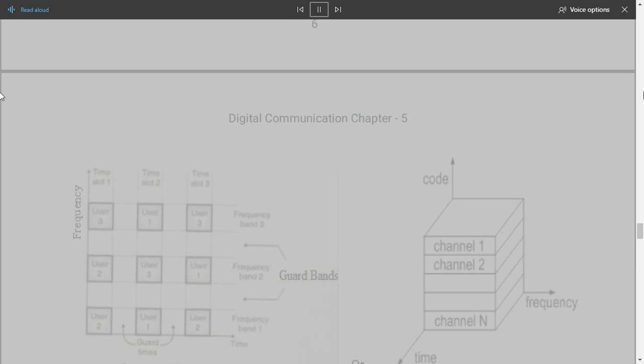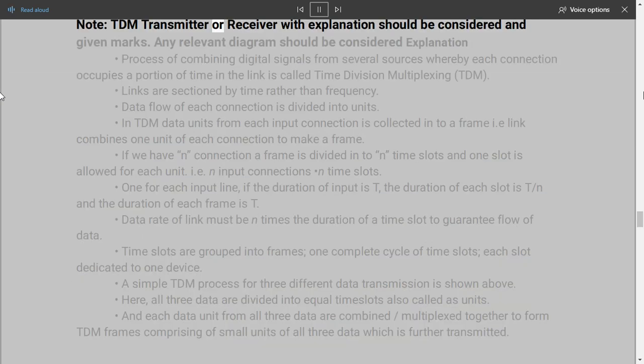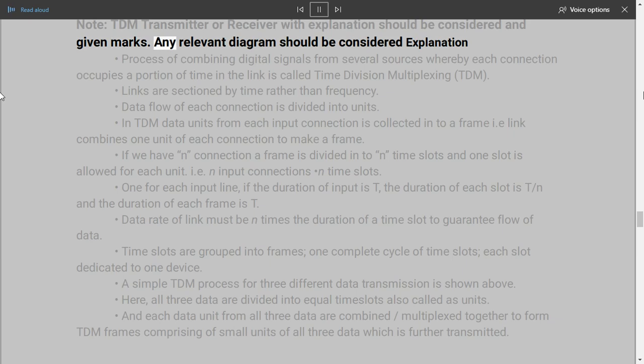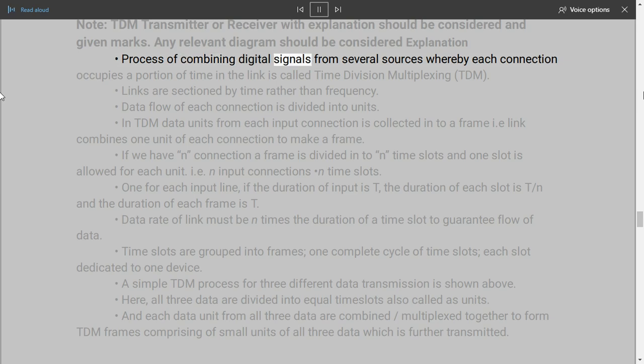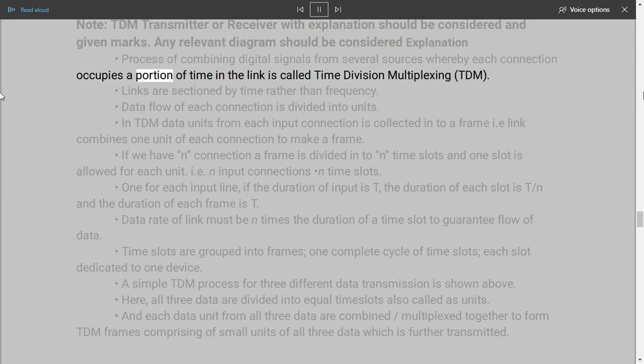Note: A TDM transmitter or receiver with explanation should be considered and given marks. Any relevant diagram should be considered. Explanation: The process of combining digital signals from several sources, whereby each connection occupies a portion of time in the link, is called Time Division Multiplexing, TDM. Links are sectioned by time rather than frequency. The data flow of each connection is divided into units.